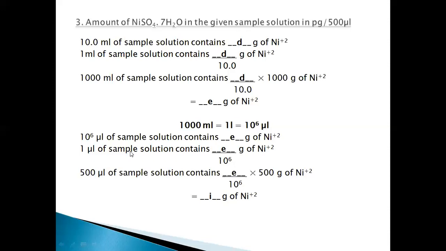Then 1 microliter of sample solution contains E divided by 10 raised to the power 6 gram of nickel. We have to calculate in 500 microliter. So 500 microliter of sample solution contains E divided by 10 raised to the power 6 multiplied by 500. Multiply, divide these values. Suppose the answer is I, and this I is actually gram of nickel per 500 microliter of sample.